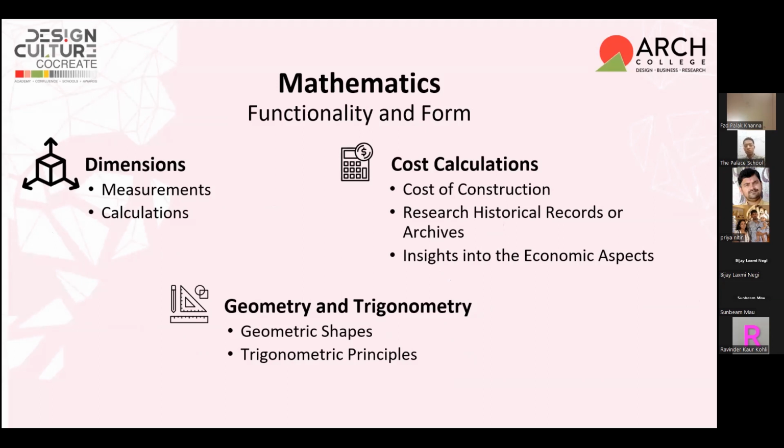For example, mathematics is a very common subject, and it is related to the functionality and form of structures. Why functionality and form? Because when we talk about maths, obviously we are going to talk about the dimensions of the structure, what the different measurements are, and which calculations have been used. For example, how many of you have heard about the golden ratio?